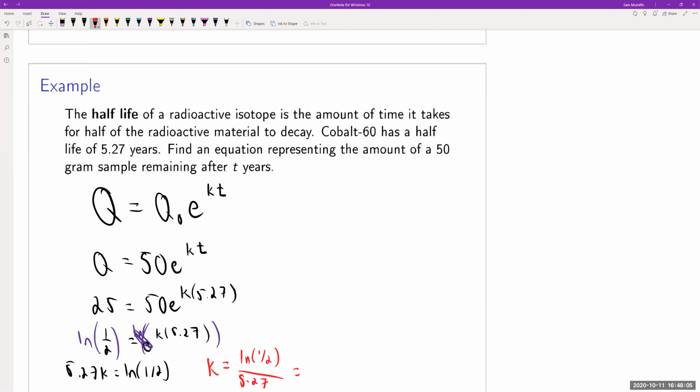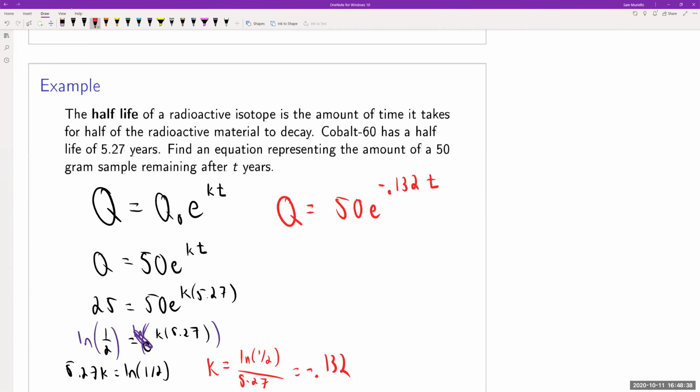We'll have to plug that into our calculator, of course. So if we plug that in, ln of 0.5 is about negative 0.69, and dividing by 5.27 gives us negative 0.132. So the equation is Q is equal to 50 e to the negative 0.132 times t, where t is in years.